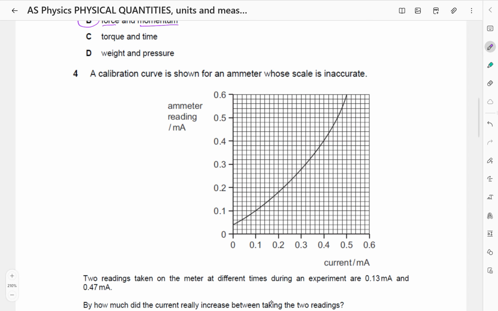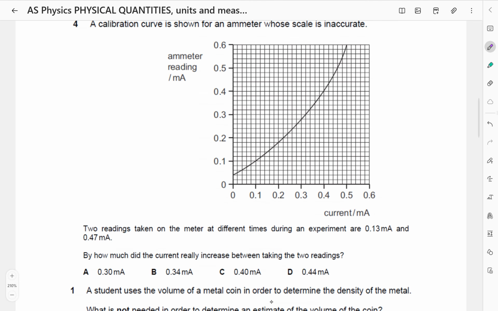A calibration curve is shown for an ammeter whose scale is inaccurate. Two readings taken on the ammeter at different times during an experiment are 0.13 and 0.47. By how much did the ammeter reading really increase? So notice that the scale on the vertical is 0.1 divided by 5, which is 0.02. So the scale here is 0.02. One small box is 0.02, even on the x-axis.